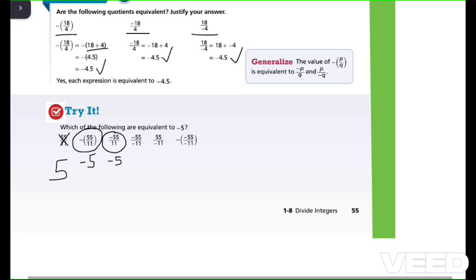Here's one that's interesting because we have a negative divided by a negative, which we know is positive. So even though it's 5, it's not negative 5. We can't count that one. And then this one here, 55 divided by negative 11. That works. Negative 5. Positive divided by negative is negative. This one is probably the most challenging one we've seen so far. The inside is going to be positive 5 because a negative divided by a negative is a positive. However, this outside negative is what's going to make it negative. So the last one is equivalent to negative 5. Are there any questions, class?